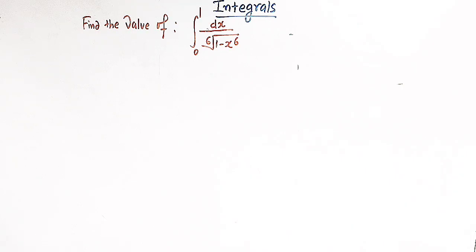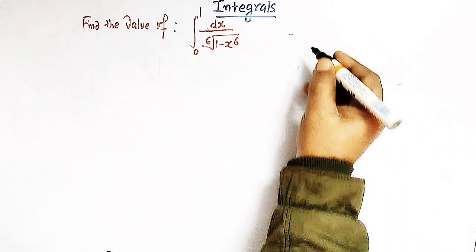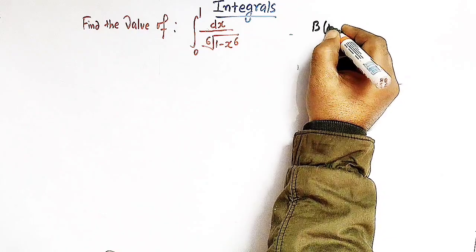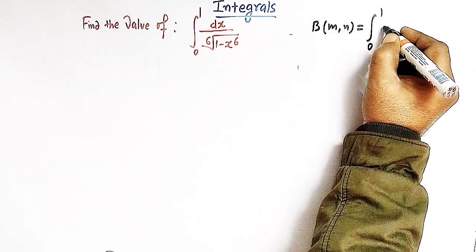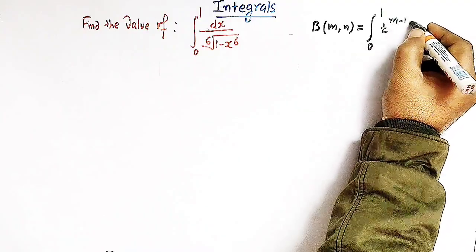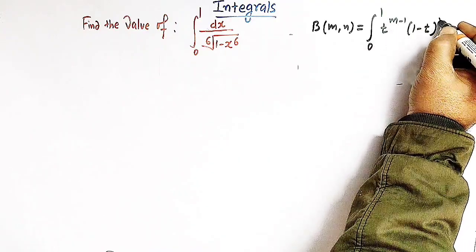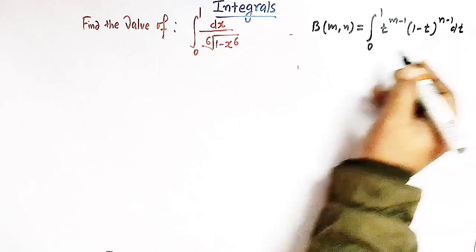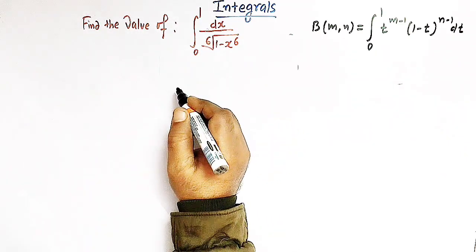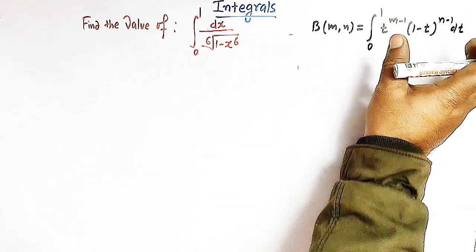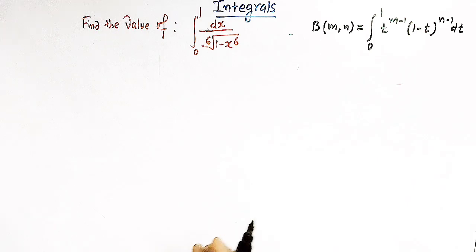So let us first convert this integral I using the method of substitution to the beta function, which is given by beta(m, n) equals the integral from 0 to 1 of t^(m-1) (1-t)^(n-1) dt. So the first step is to convert this integral by method of substitution to this integral, and then we'll apply the properties of beta and gamma functions, right?